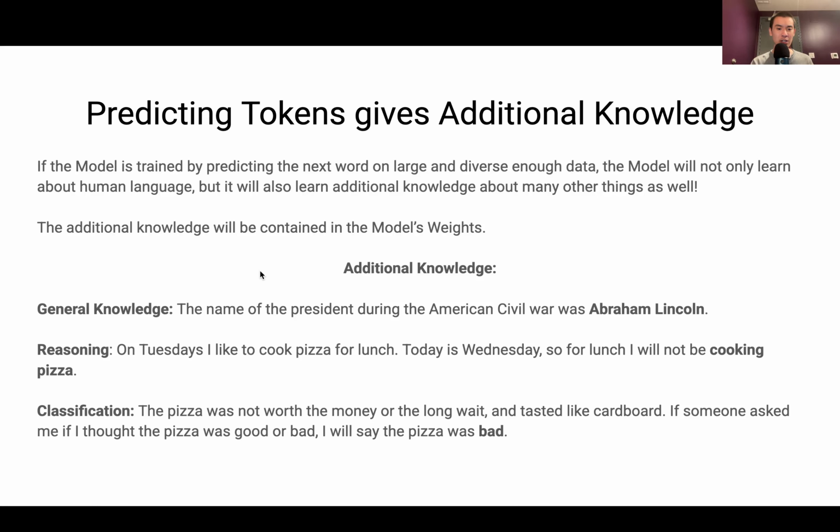The pizza was not worth the money or the long wait and tasted like cardboard. If someone asked me if I thought the pizza was good or bad, I would say the pizza was blank. And then the LLM will become so good at predicting next tokens or words that it will correctly predict bad right after that. So now the model is good at analyzing sentiment or classifying things as positive or negative, good or bad.